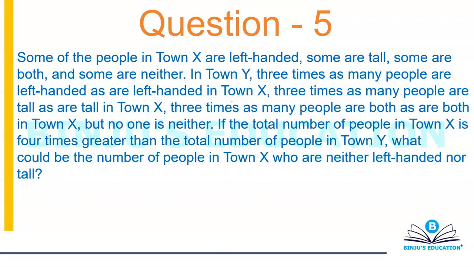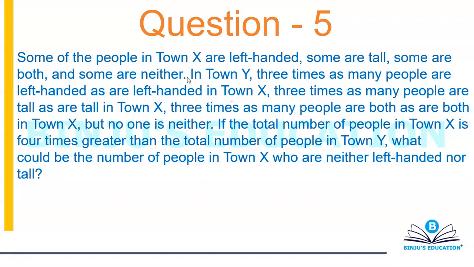Alright guys, let's see what we can do with this one. In the first go, as soon as I see this question, I realize that it has a lot of information, no denying that. Anyways, let's go through this question and see what all we can decode. Some of the people in town X are left-handed. So I have town X, I have left-handed. Some are tall, some are both, and some are neither.